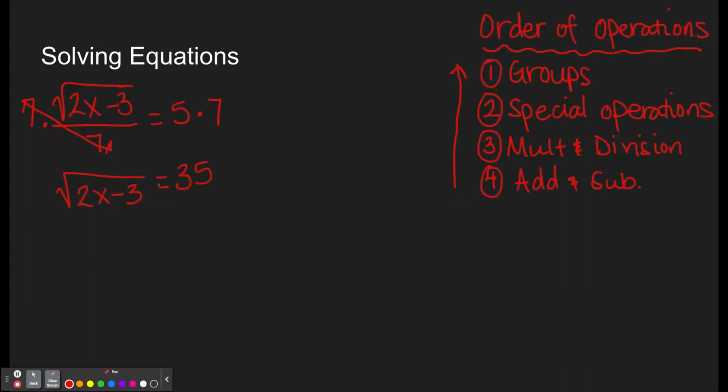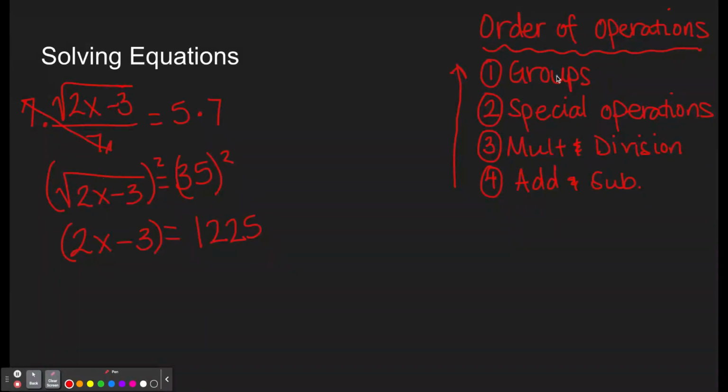The next step that we're going to do is the inverse of a square root. We can't do any more multiplication and division because all of these are in a grouping symbol. So what we're going to have to do then is special operations. The inverse of square rooting is squaring. Whatever we do to one side of the equation, we do to the other, so I'm going to square both sides. When you square root something and then you square it, you do the operation and then undo the operation, you're left with 2x minus 3. And then 35 squared is 1,225.